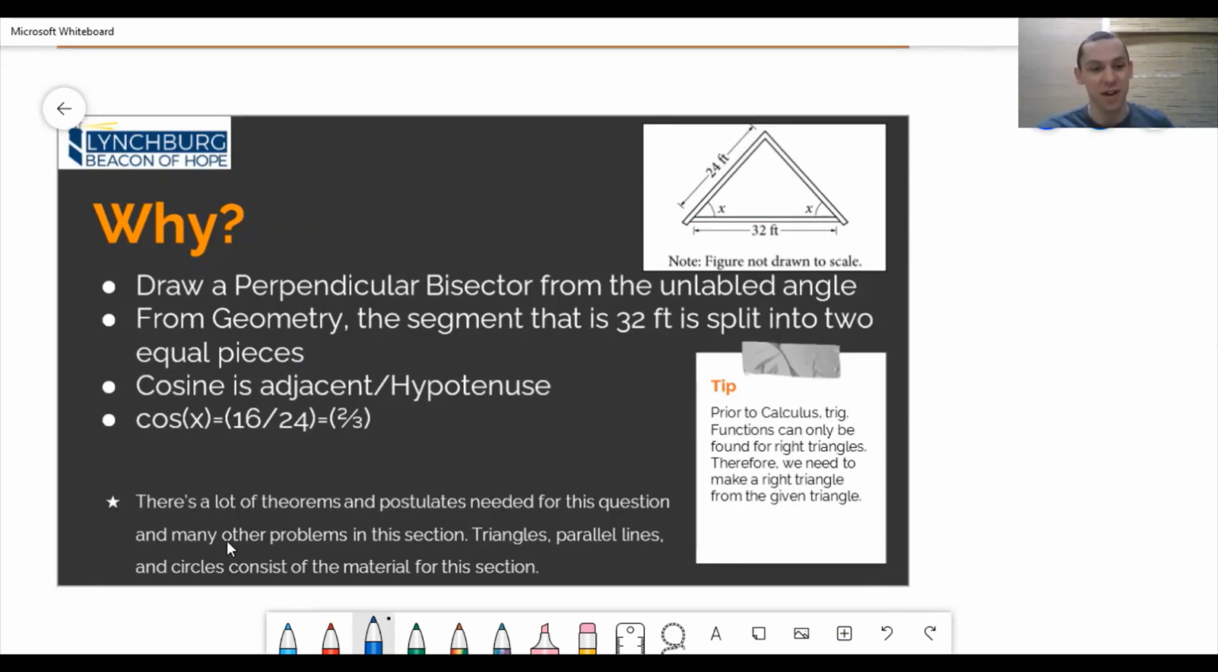Like I wanted to mention, there were a lot of theorems and postulates from geometry that you need for this question, and a lot of other problems in this section you're also going to need, not necessarily the same theorems and postulates, but you're going to need other ones from geometry. Now I want to specify, you get a lot of problems with triangles. You get problems dealing with parallel lines, and then probably not as much as those two, but you do get some problems with circles. And that's pretty much what entails this section on the calculator section.